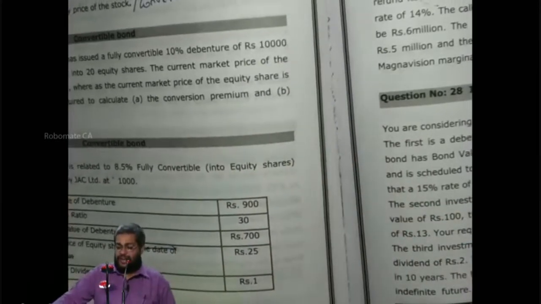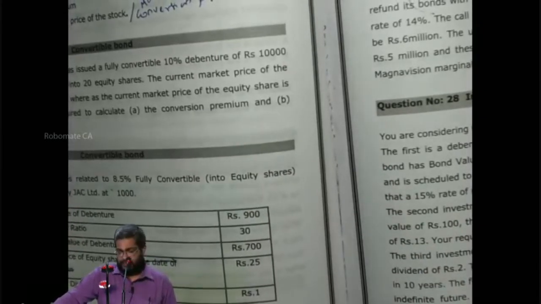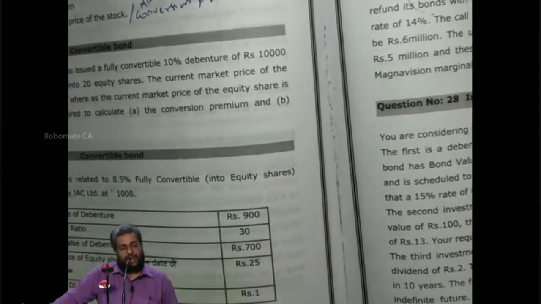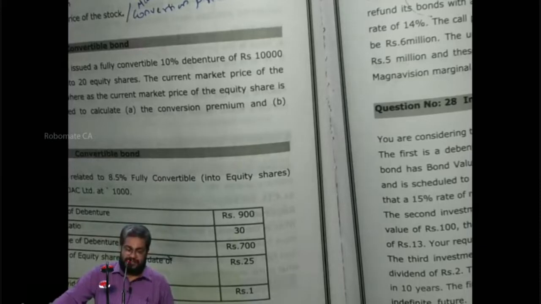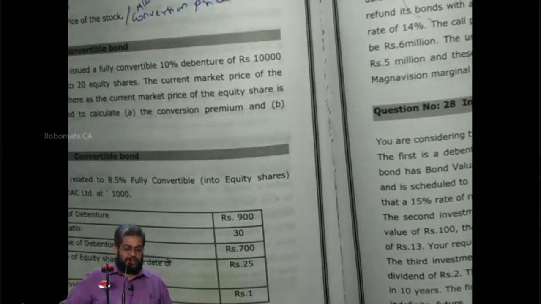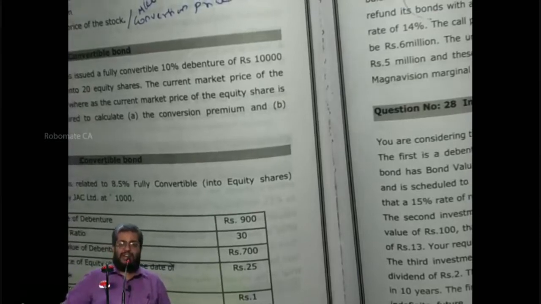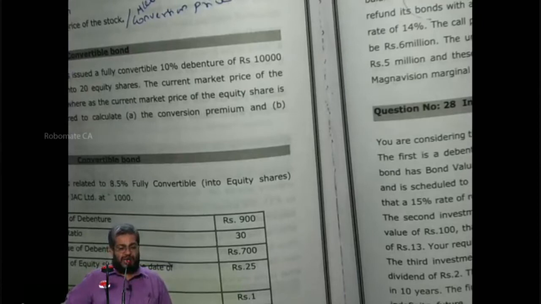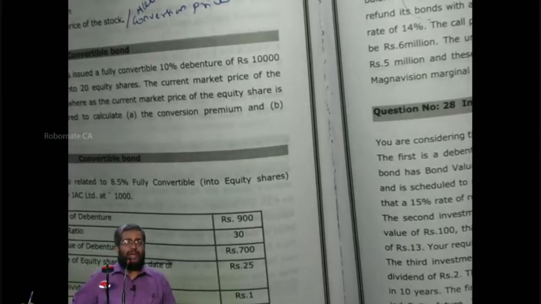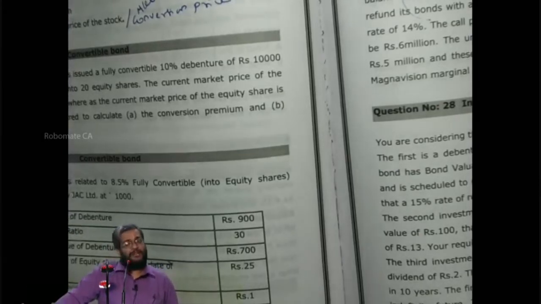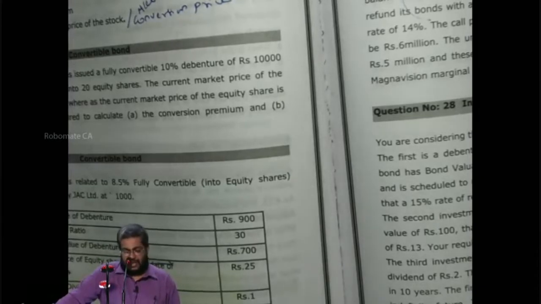Write down. Ratio of conversion premium is equal to conversion premium per share divided by MPS, that is, conversion premium per share divided by market price per share. Which is equal to 5 rupees divided by 25. In a 25 rupees share, I pay only 5 rupees extra. So 5 rupees divided by 25 is equal to how much percent? 20%. Are you following or not?